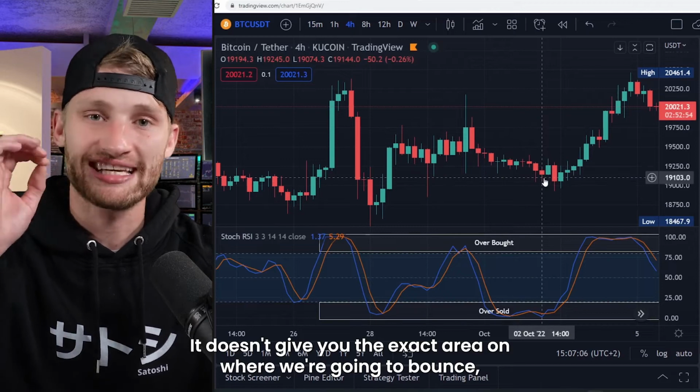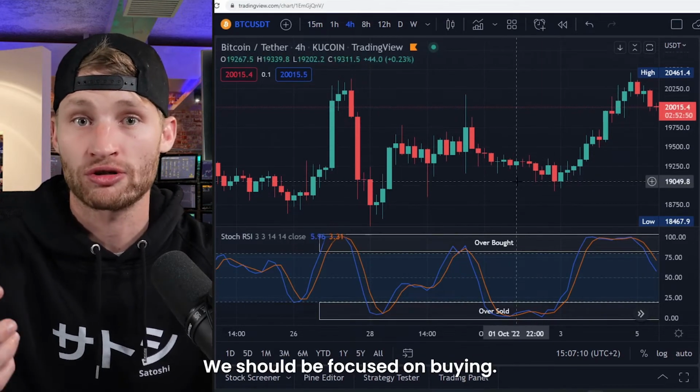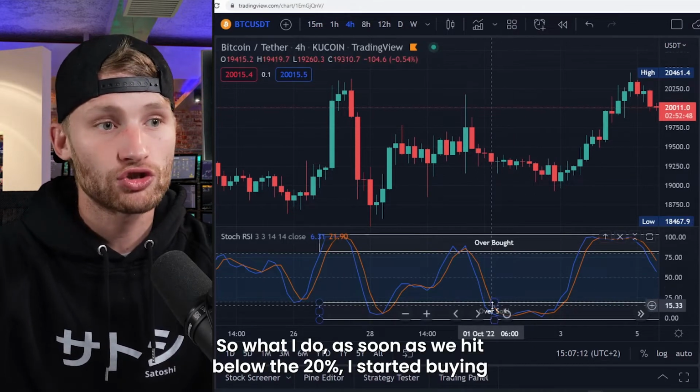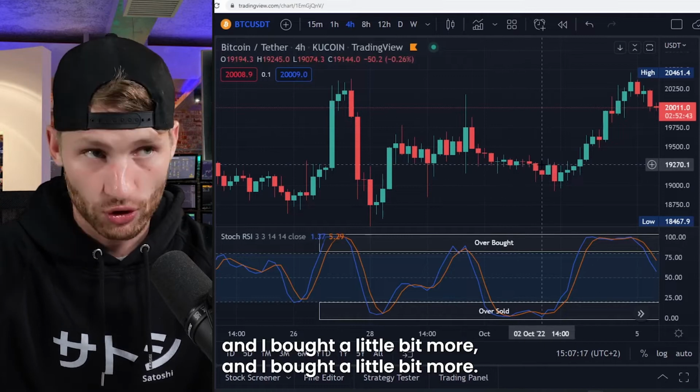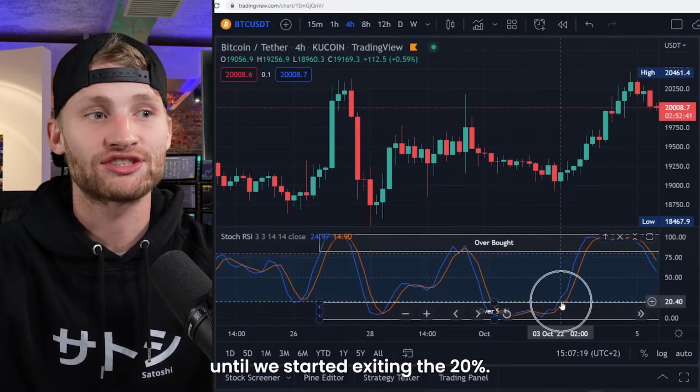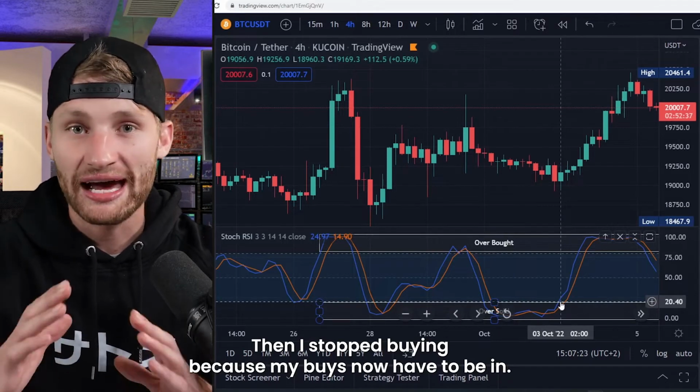It doesn't give you the exact area on where we're going to bounce, but it tells you you're in the right zone where you should be focused on buying. So what I do is as soon as we hit below the 20%, I started buying. And I bought a little bit more, and I bought a little bit more, until we started exiting the 20%.